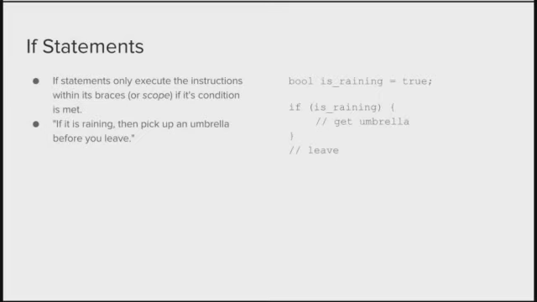So it only executes its body if the condition is met. So we can see up here, we have a little code snippet which translates in English to, if it's raining, pick up an umbrella before you leave. So it's very simple. So first we're going to initialize a Boolean. That's what bool stands for. It's named after Charles Boole. He was a logician guy. He basically laid the foundation for formal logic. He's kind of an important guy.